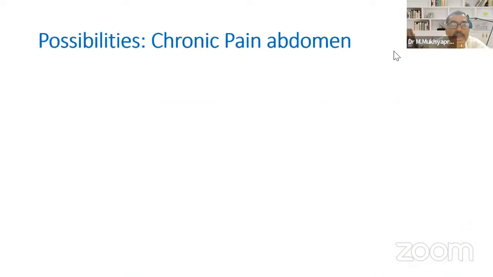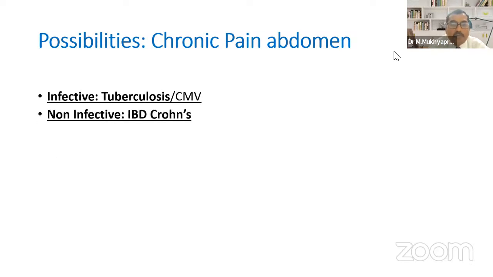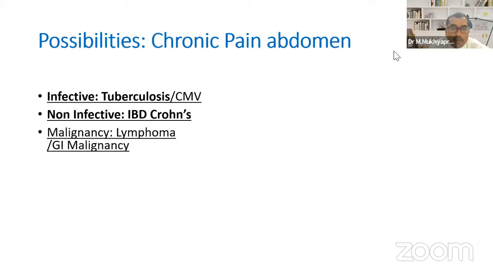So here we have a case of chronic pain abdomen. We considered the possibilities, though he didn't have fever. Tuberculosis is one possibility. Non-infectious causes like Crohn's disease or ulcerative colitis, as diagnosed outside. Malignancy is another thing we thought of, because the patient had long segment infiltration and thickening of the colon, so GI malignancy was also possible.